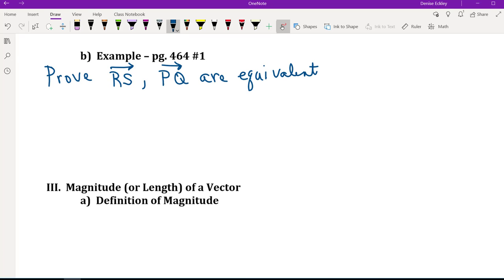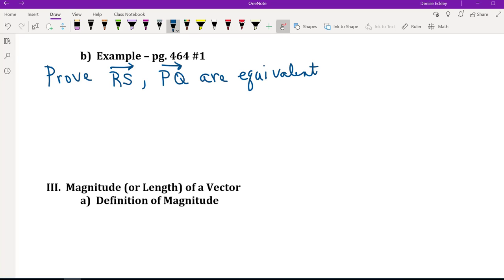So what this is telling us is you have a vector that started at point R and passed through point S. So we represent it by those two points with the arrow on top. Same with PQ. It's a vector that started at P and passes through Q. Now what we have to show is that they have the same magnitude and direction.